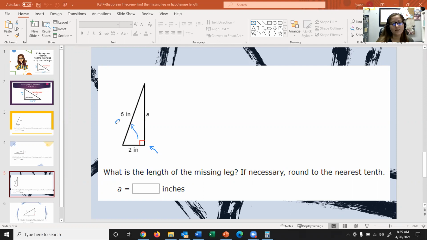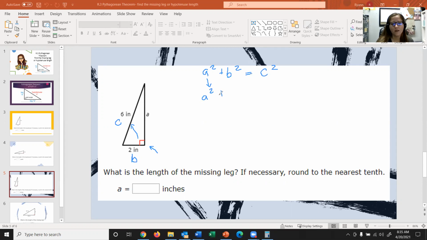So we could say that this is C. And since we have A over here, we're just going to leave this as B. All right. So we're going to write our formula again. A squared plus B squared is equal to C squared. And then we're going to plug in our numbers. Okay, we're going to bring A down because we don't know what A is. We're trying to find that missing leg length.